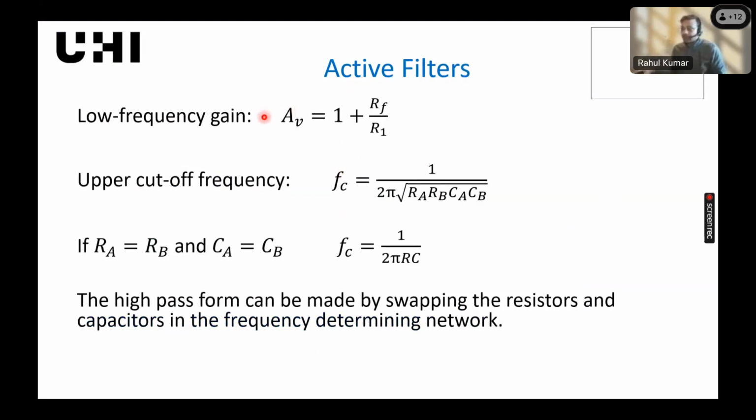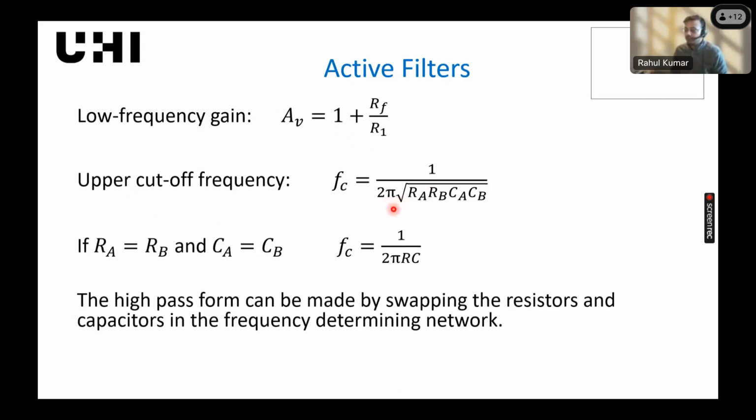So these are the formulas. Again, the low frequency gain is 1 plus RF over R1, and the cutoff frequency, if you want, you can calculate the cutoff frequency for the Multisim circuit, which we have just now seen.